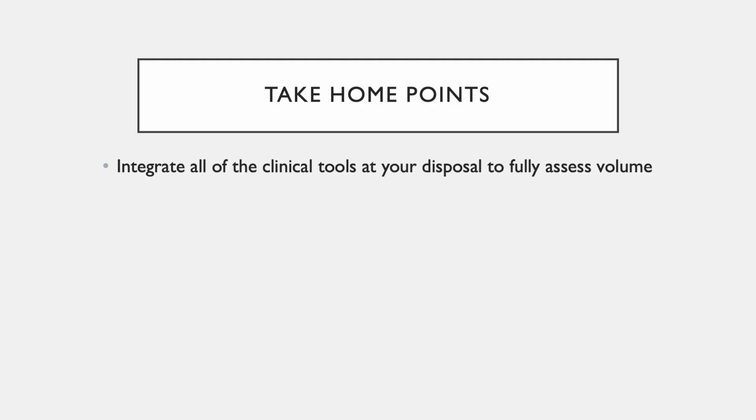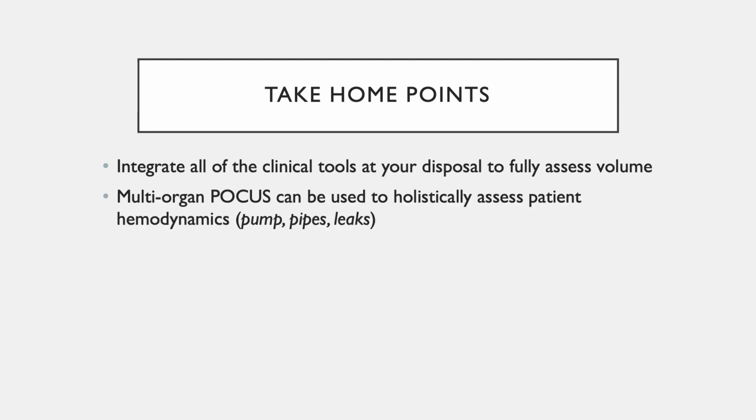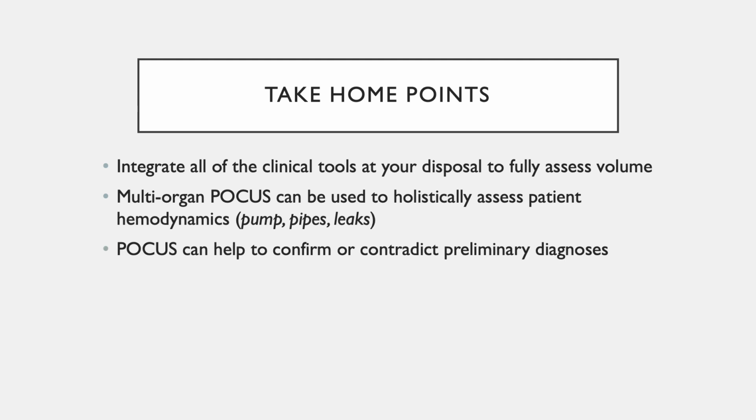And finally, a couple take-home points. Remember to integrate all of the clinical tools at your disposal to fully assess volume status. Multi-organ POCUS can be used to holistically assess patients' hemodynamics by assessing their pump, pipes, and leaks. POCUS can help to confirm or contradict preliminary diagnoses, such as patients who appear volume overloaded and may or may not be in heart failure.